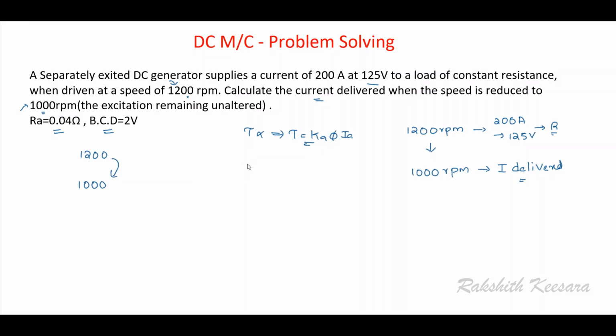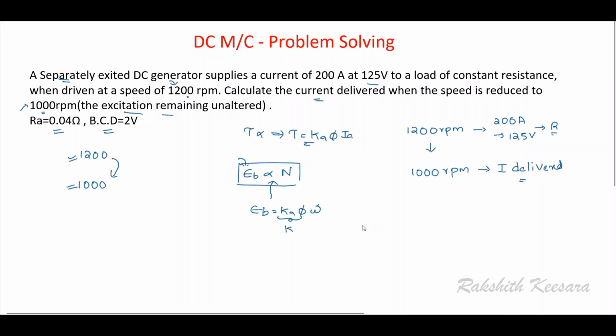Next, what is the other quantity? Yes, back EMF. Back EMF is related to change in speed. So, when the speed changes, our back EMF changes. EB is equal to Ka into phi into omega. Since it is a separately excited machine and the excitation is constant, Ka phi will be constant. EB will be directly proportional to N.